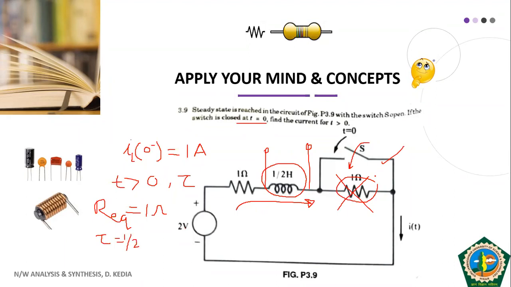And your natural response will come out to be A e raised to power minus 2t. So this is our natural response. What will be the forced response? For the forced response, this resistance is removed from the circuit. We have a 2-volt voltage source. We have only 1 ohm resistance. So I is equal to V by R. So your forced current will be straight away 2 ampere.